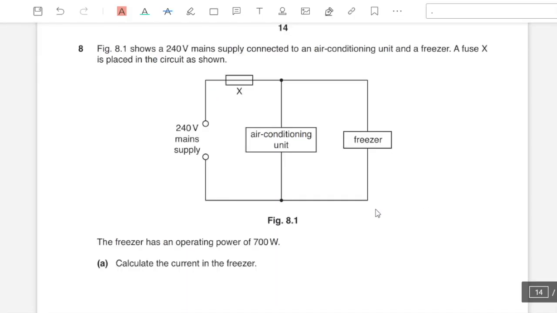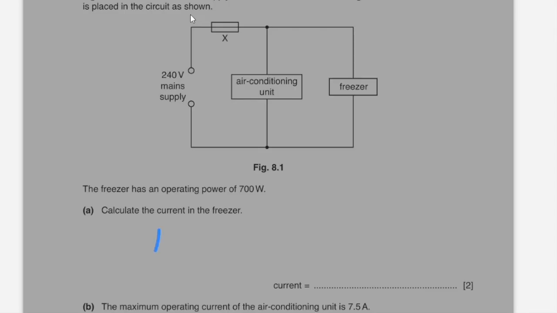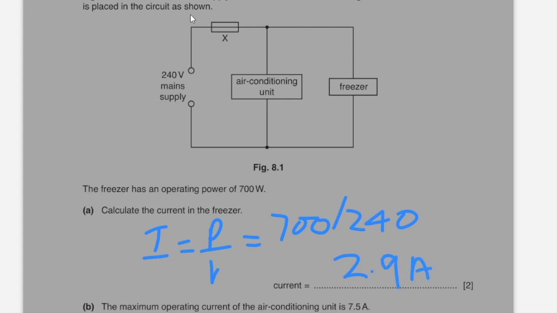Question number 8. Figure 8.1 shows a 240 volts mains supply connected to an air conditioning unit and a freezer. A fuse X is placed in the circuit as shown. The freezer has an operating power of 700 watts. A. Calculate the current in the freezer. So we have the formula of current as power divided by voltage, which is equal to 700 divided by 240, and this gives the answer as 2.9 amperes of current.